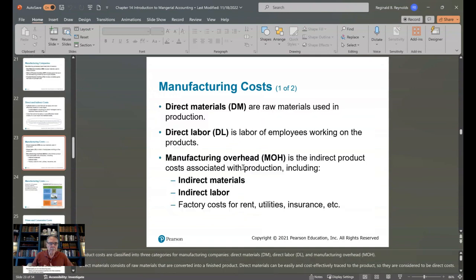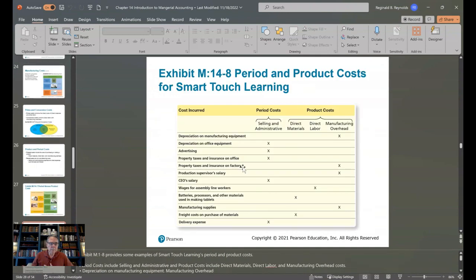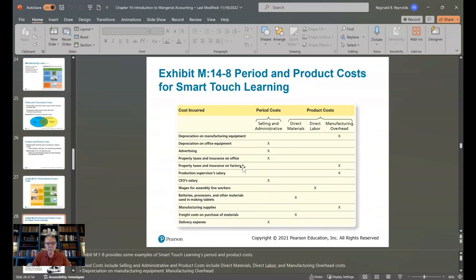This is a slide that you should be familiar with. What is a period cost versus a product cost? A period cost means that we're going to expense it this month. A product cost means that it's going to be part of the product. So to be part of the product, it is necessary to be in the manufacturing process.